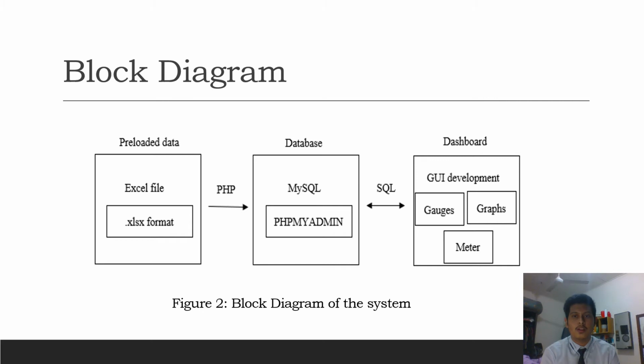For the IoT dashboard part, the GUI involved are gauge, graph, and bar meter. The development of this GUI is by using JavaScript to call Google Gauge and Google Graph, and HTML and CSS to display the gauge and the graph on the IoT dashboard.